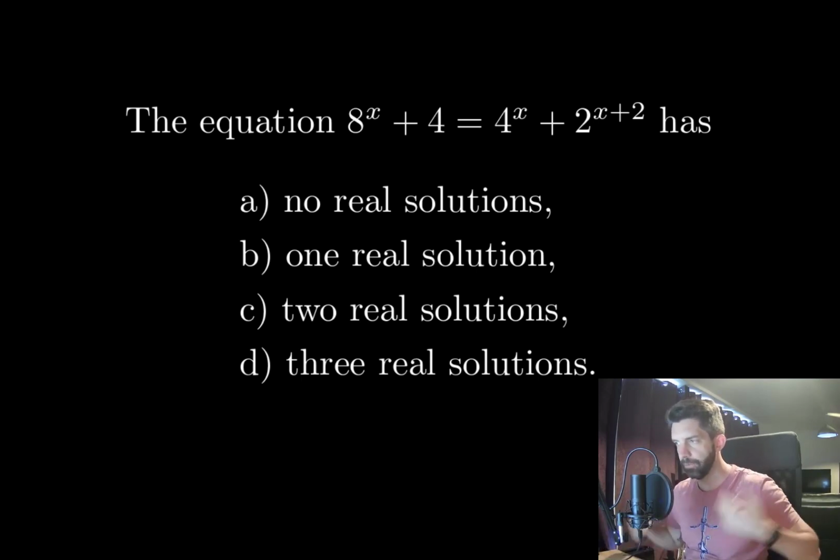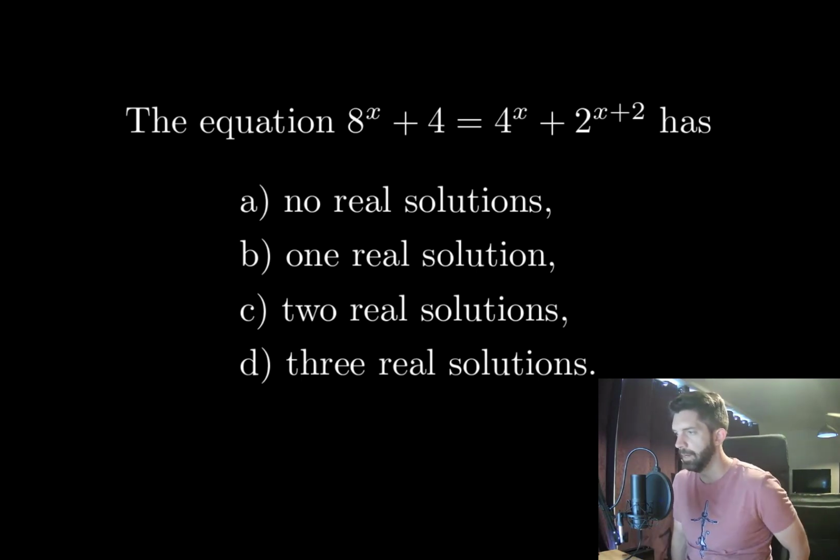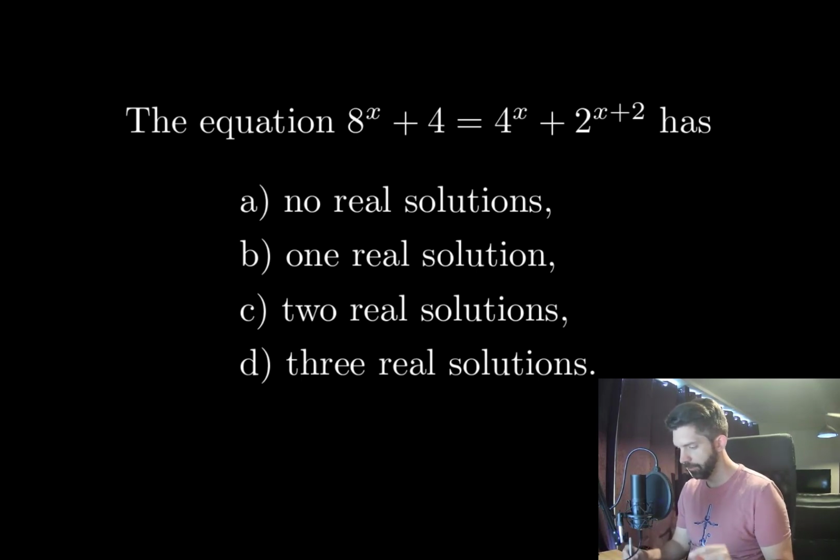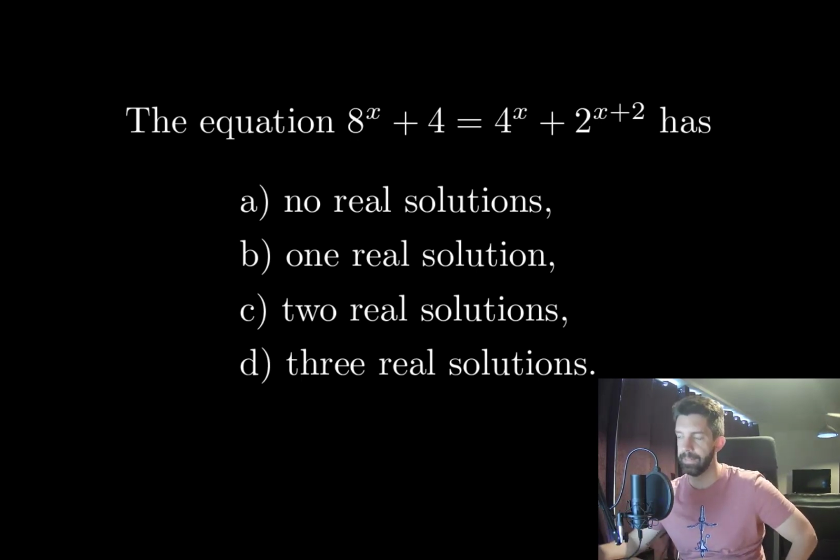So my first thought is we're working a lot with powers of 2 here. I might want to write everything in terms of a power of 2. And then we might treat this as a quadratic equation or a cubic equation with respect to 2 to the x, and just try and solve for 2 to the x first, see how many different values there are of 2 to the x, and then solve for x from that.